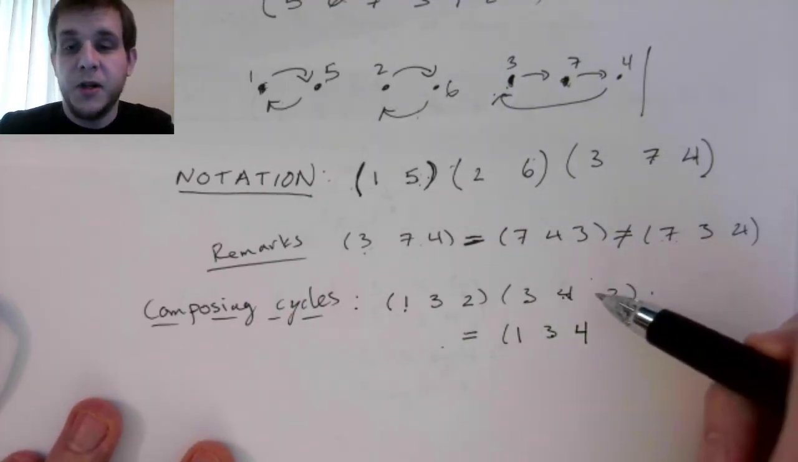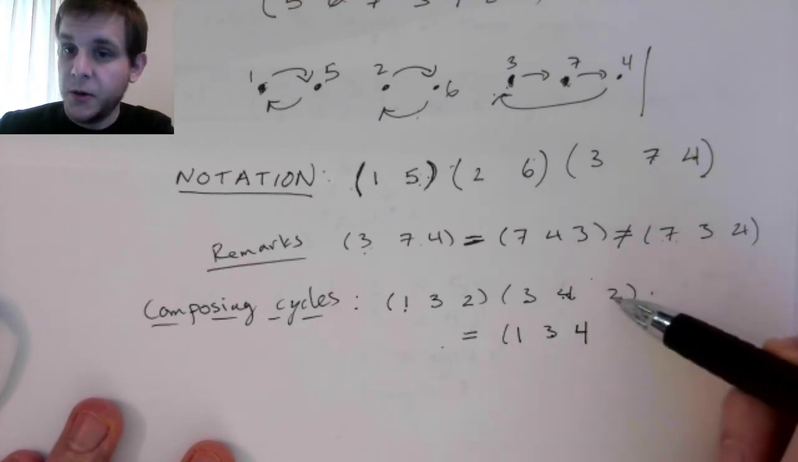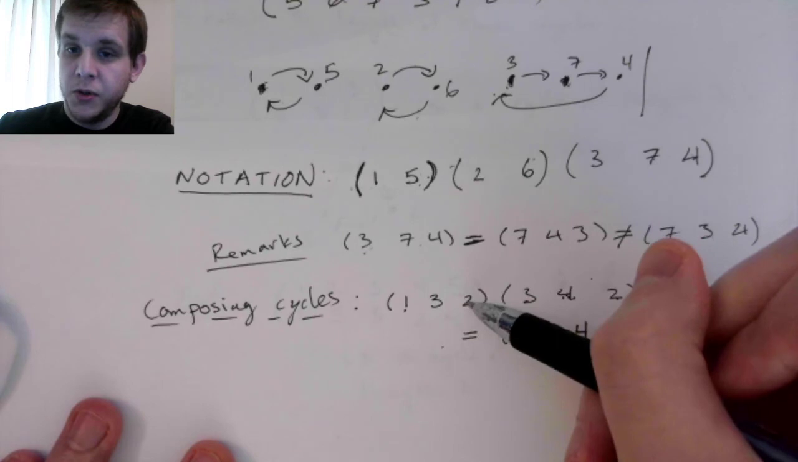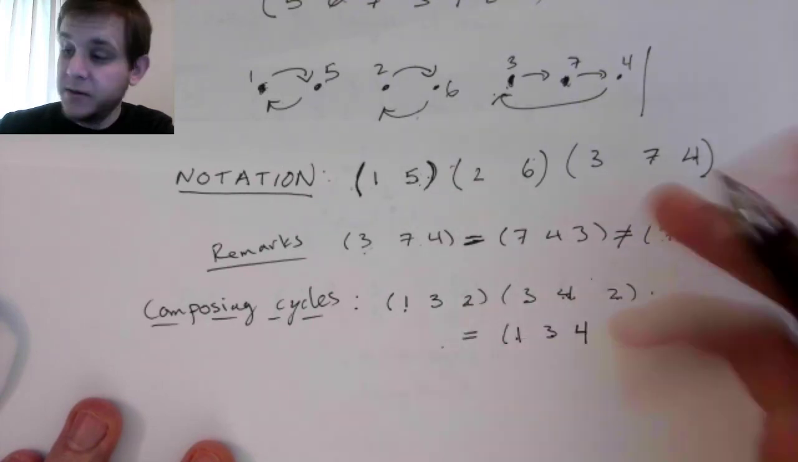Now what happens if I plug 4 in? I plug it into this cycle first. 4 gets sent to 2, 2 gets sent to 1. So 4 gets sent to 1. This cycle is actually wrapped up now. It's done.